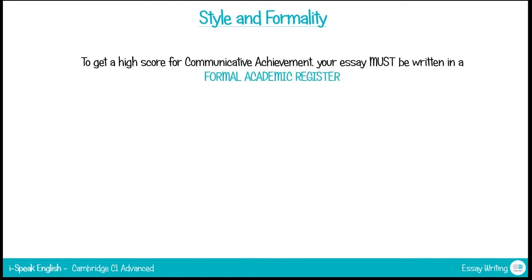So by style and formality, in your exam, in order to get a high score for communicative achievement, you have to write in a formal academic register or formal academic style. So C1 Advanced is a formal academic exam. If you write in an informal way, for example, if you write like you would speak, you will automatically get a low mark for communicative achievement because your style is incorrect and your formality is incorrect. If you're not sure about the difference between style and formality, we'll take a look at that now.